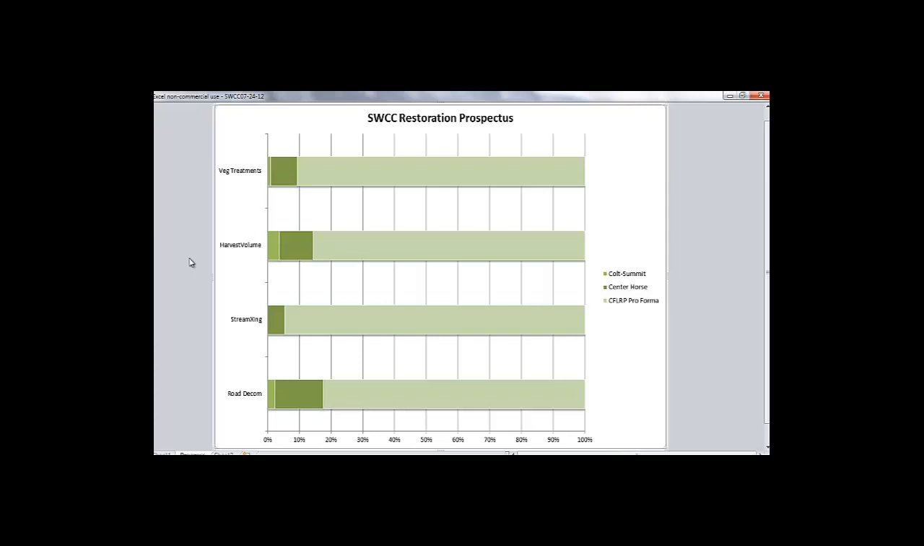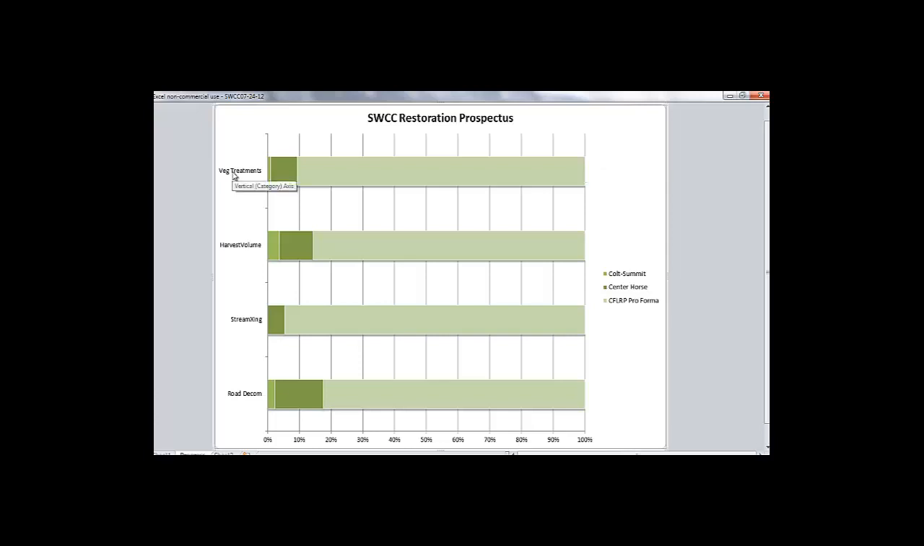So assuming all is resolved in the due diligence on both the Colt Summit and Center Horse projects, what would their relative contribution be with respect to the Southwestern Crown prospectus that was proposed and accepted in 2010? Well, this column chart is a way of expressing that for just four of the metrics of the project. 100% off to the right of the graph represents what was proposed in the CFLRP proposal.